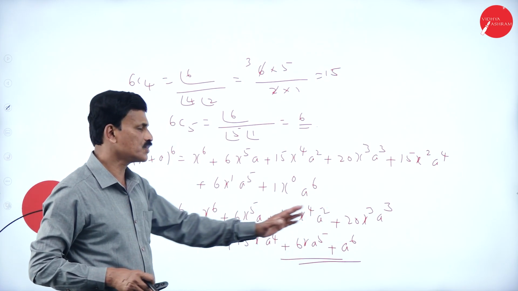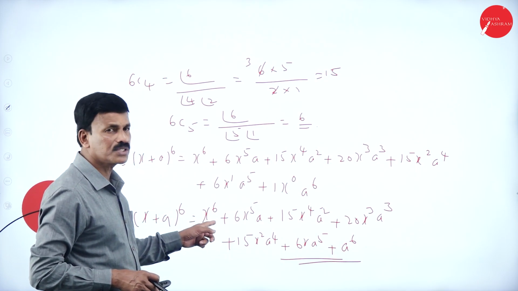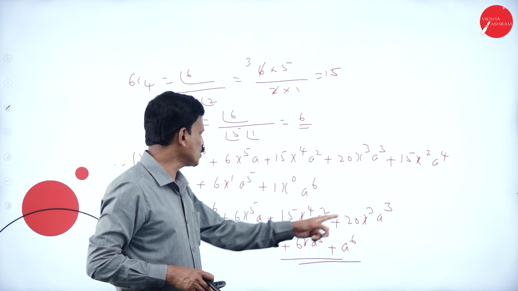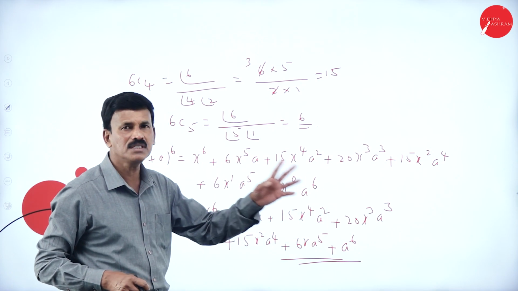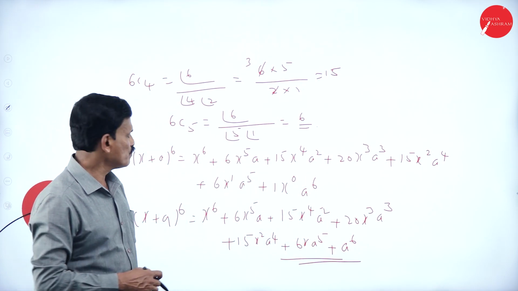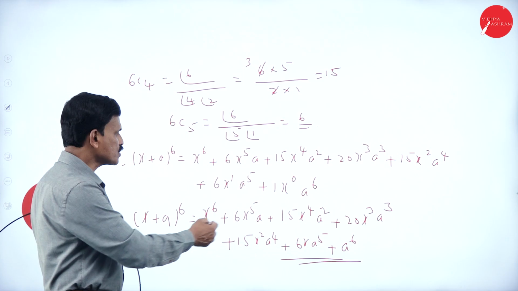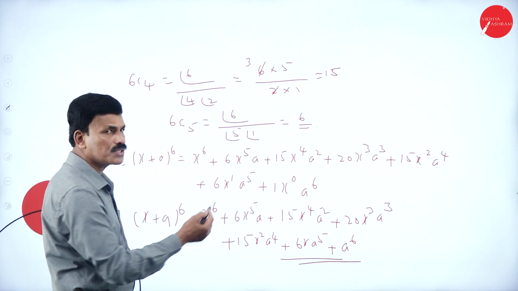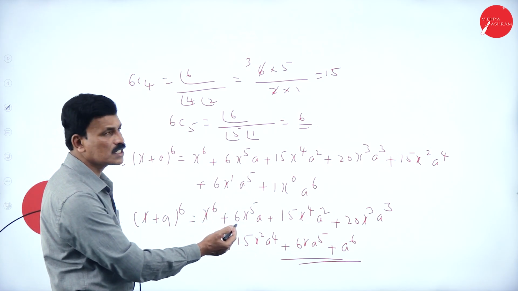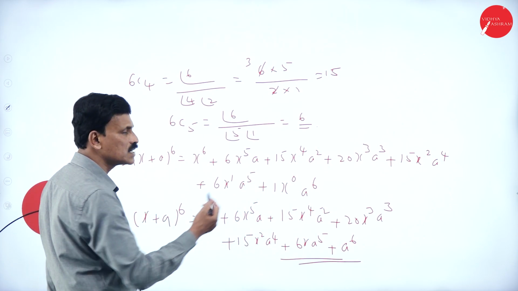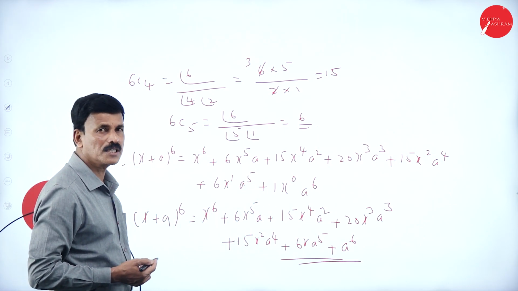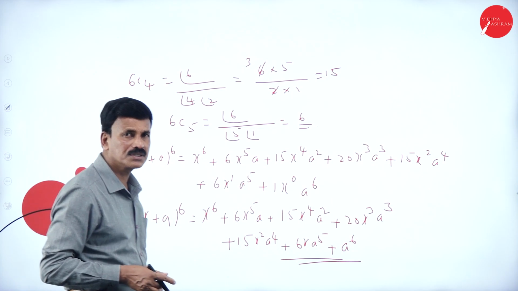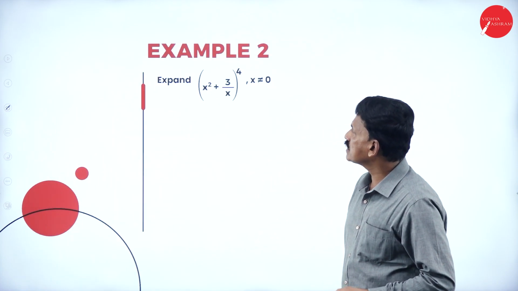The power of x goes on decreasing, whereas the power of a goes on increasing: a square, a cube, a to the power of 4, a raised to 5 and a to the power of 6. So, the power of x goes on decreasing and the power of a goes on increasing, and the number of terms in the expansion of (x plus a) to the power of 6 is 7 terms. That's it. Hope you followed. Right. Now, let us take another example.